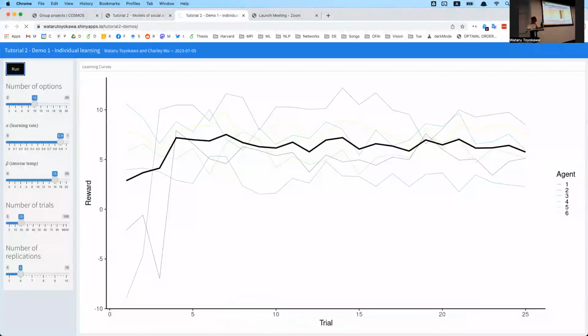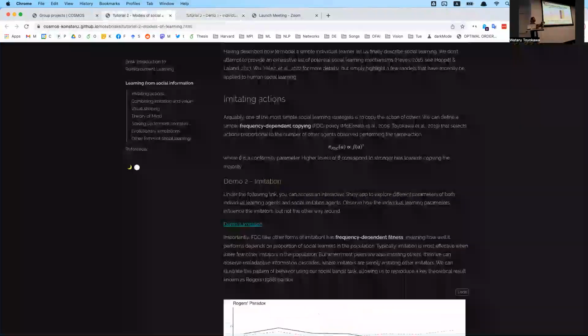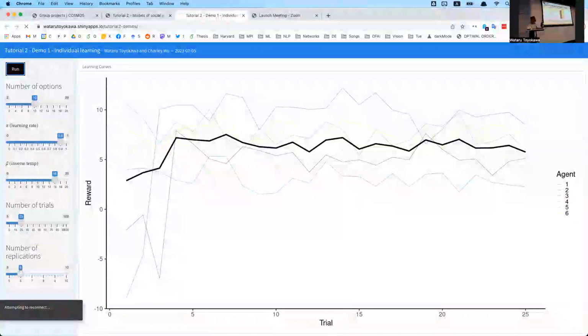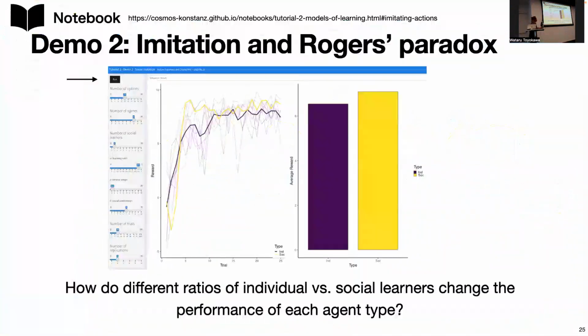Then what happens if you increase the social learners to maximum? In that case, everyone's just copying each other. So you can observe the performance is totally random, copying each other. No one actually studies the bandit nature. You can play around, and through this exercise you can eventually sense how this Rogers paradox emerges.